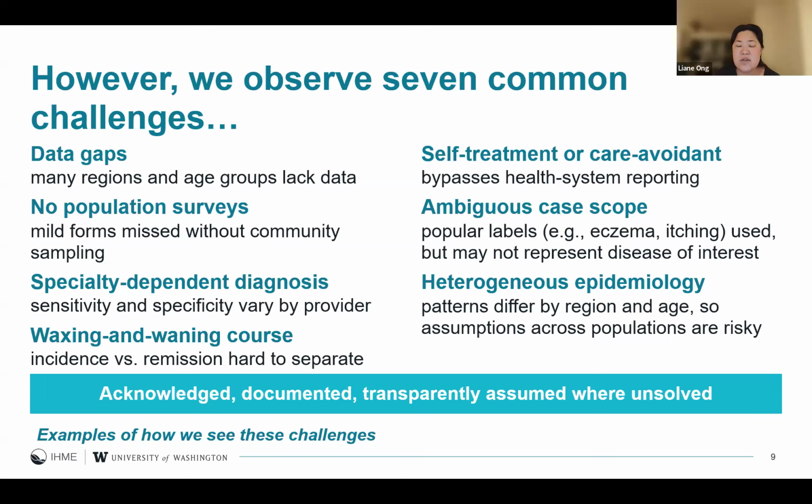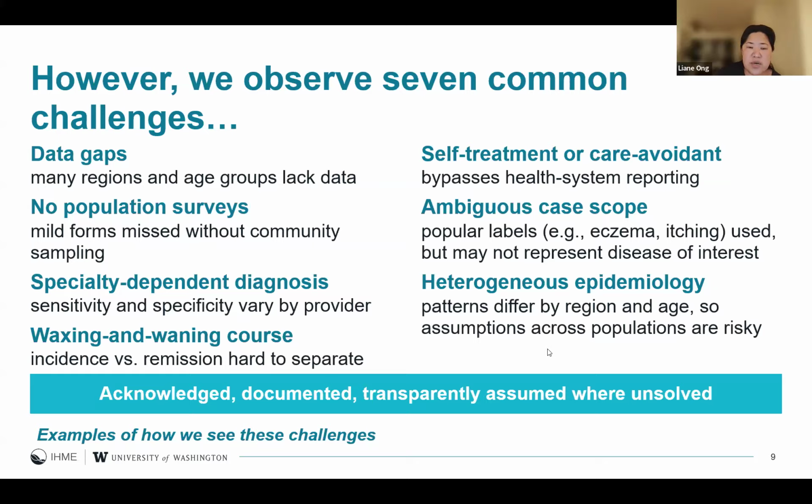We're also aware that there is incredibly heterogeneous epidemiology for many of these diseases. And so the patterns should differ by region and age. But when there's a lack of data, making extrapolations across populations can be risky. For each disease area, we understand each of these challenges and the impact that these challenges can have on the estimates and how robust those estimates can be. So we acknowledge and we document and we are transparent about where assumptions are made.